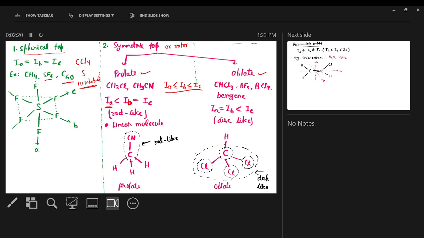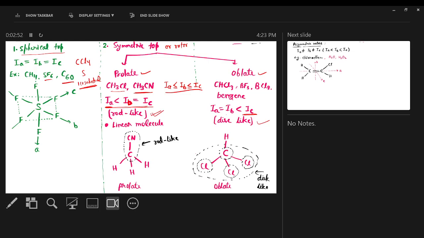And considering this, the condition for prolate will be IA less than or equal to IB, which will be equal to IC. Examples are CH3Cl, CH3CN. And if we see the oblate, this is the condition: IA equal to IB, which will be lesser than IC. So this we can call rod-like or linear rod-like, and this is disc-like.